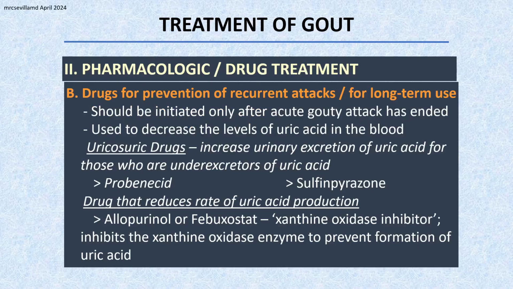Once the painful gouty attack has settled down, then the next task is to decrease serum uric acid levels, and this is done through the intake of uricosuric drugs like probenecid, which increases the excretion of uric acid through the urine, or by starting therapy with xanthine oxidase inhibitors such as allopurinol or febuxostat.